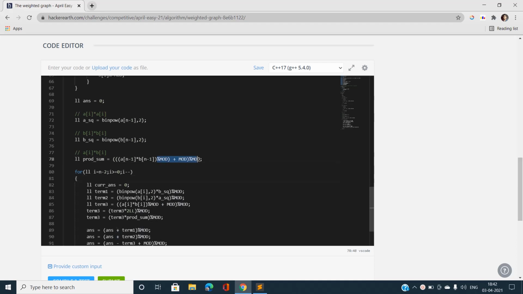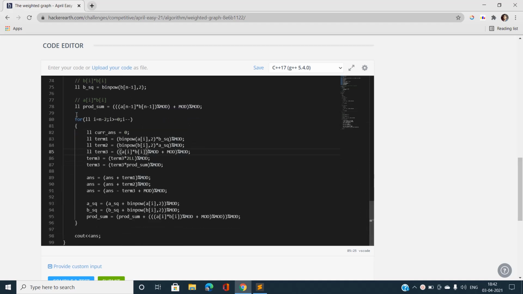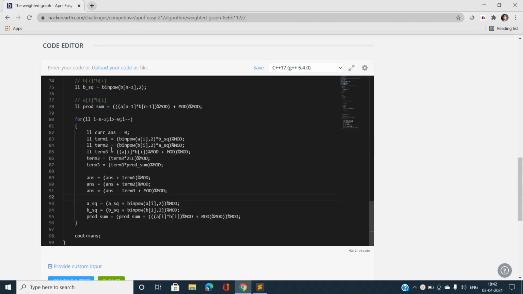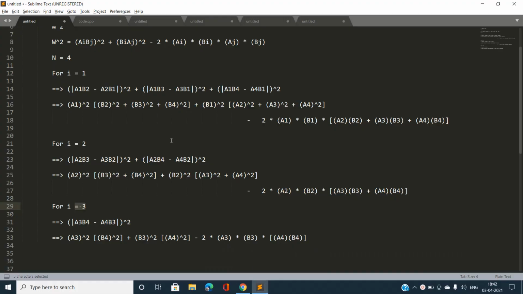Okay, now start from i equal to n minus 2, because you can see I have this term, it is going up to i equal to 3. So if n is going to be 4, I need to start from i equal to 3. So I will start from n minus 2, and current answer is 0. What is term 1? That is ai square into b square. You can see the suffix sum I have basically taken in the b square variable. That is ai square and the suffix sum found till now for bi square, and similarly bi square into the suffix sum found for ai square till now, and twice the product of ai into bi into the suffix product found till now, the suffix sum product.